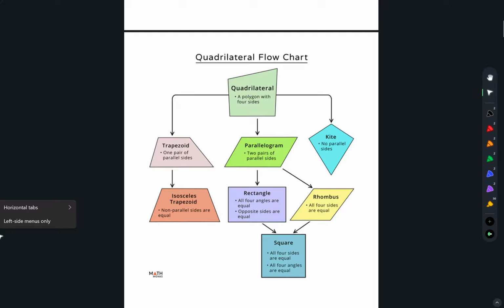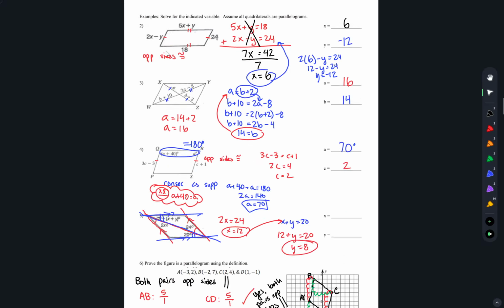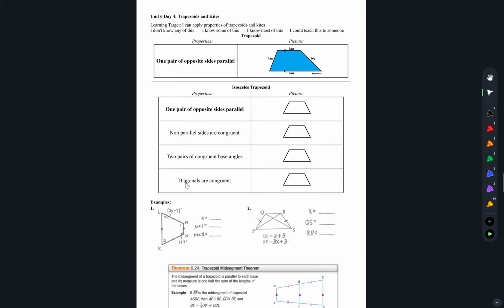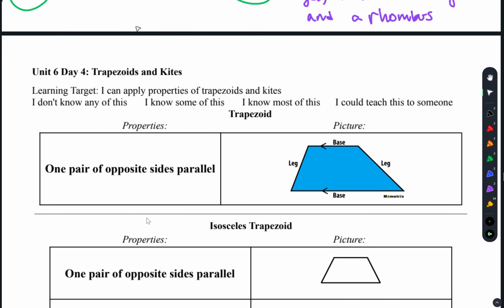Non-parallelograms today. Trapezoids and kites are our focus. This means that we do not get any of our parallelogram properties. We had 6 parallelogram properties that we've been talking about for the last 2 days. We do not have those here. These are non-parallelograms.